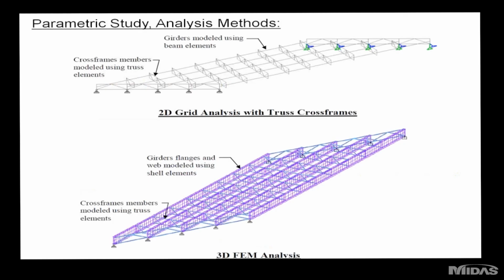For the advanced models, we used an advanced grid analysis with individual cross frame elements modeled with truss elements, and a 3D finite element model. We used shell elements for the webs and the flanges, and truss elements for the cross frames. And obviously, as these models become more complex, the precision improves, but data processing for design also becomes a lot more time intensive.